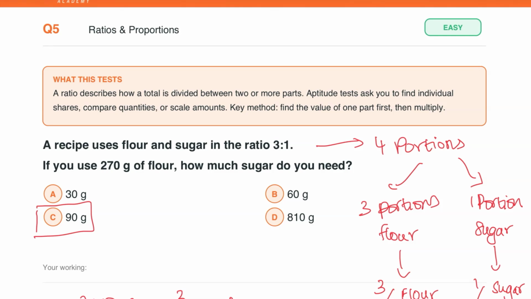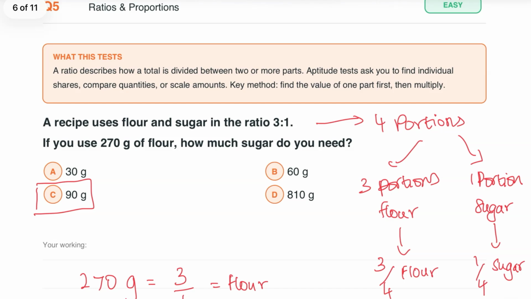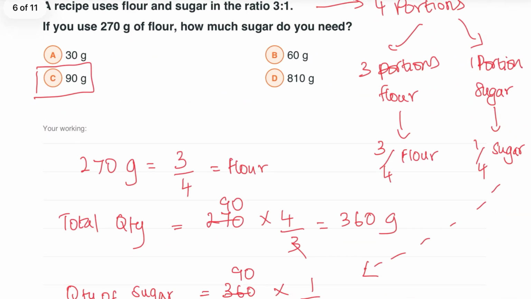Now option D, 810, comes from multiplying by 3 instead of dividing. Remember, another way you can do this is, this is 3/4. That means 3 portions are given. You can simply divide 270 by 3 also and get 90 grams. But instead of dividing, if you multiply it, you get 810, and that would be a wrong answer.